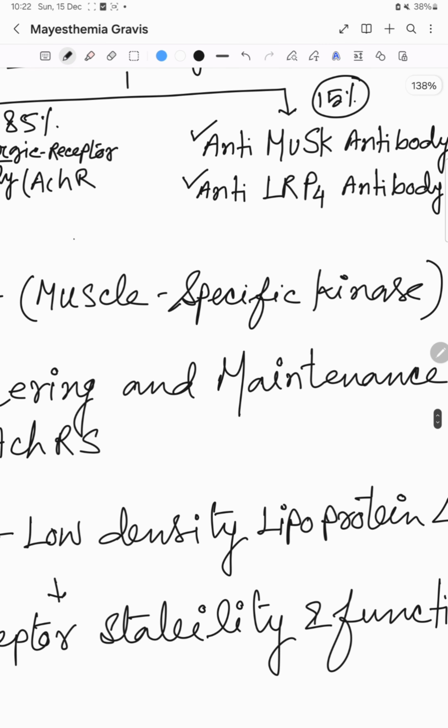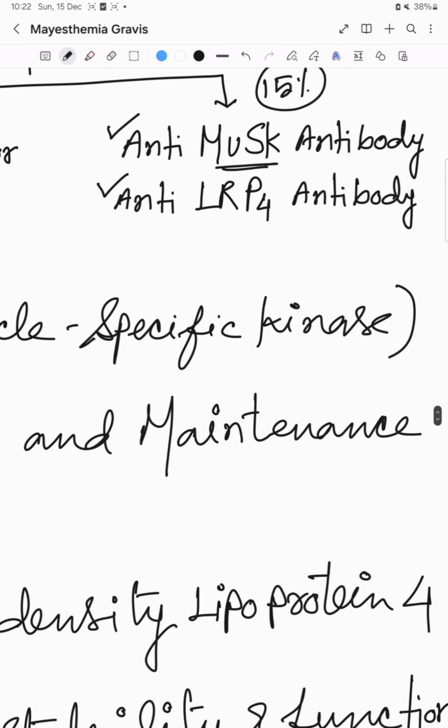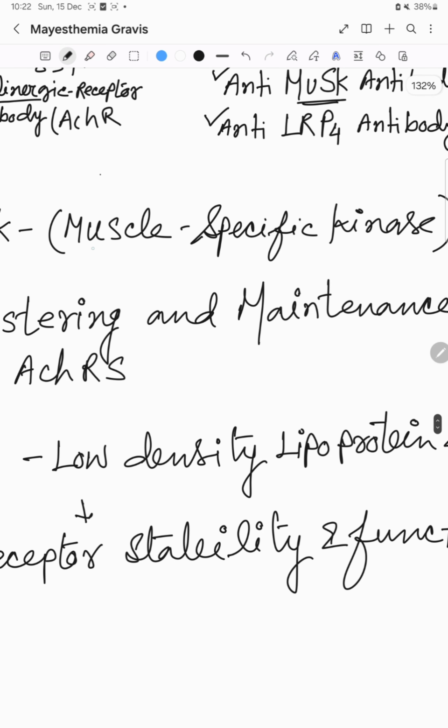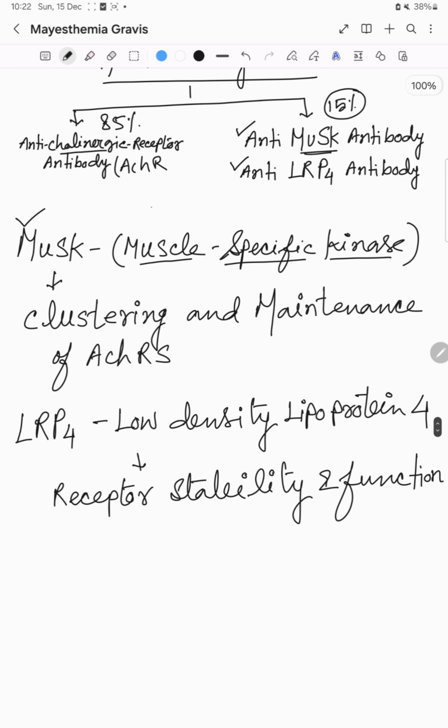Anti-MuSK means, firstly you have to know what MuSK is. MuSK means muscle specific kinase. This muscle specific kinase mainly functions in clustering and maintenance of acetylcholine receptors in the postsynaptic membrane. So in the postsynaptic membrane, acetylcholine receptors are clustered and fixed at that place because of this MuSK protein.